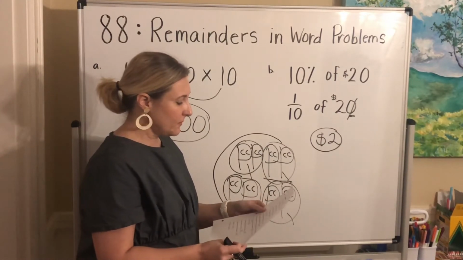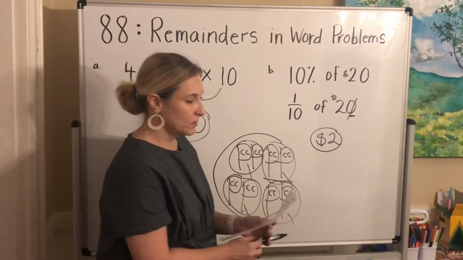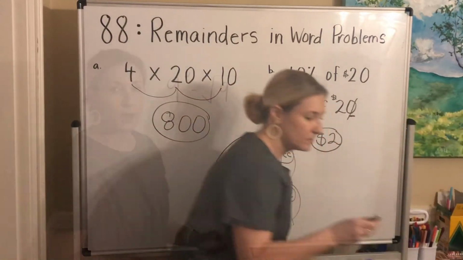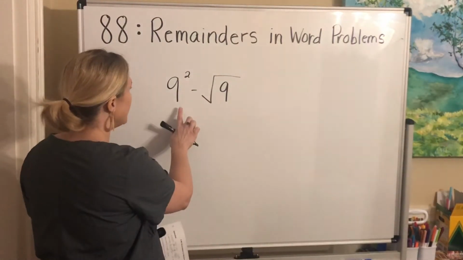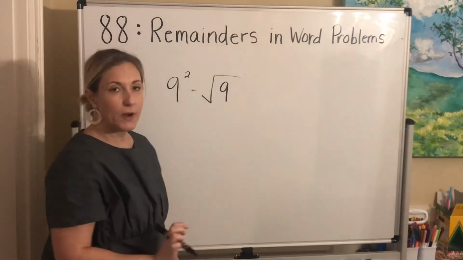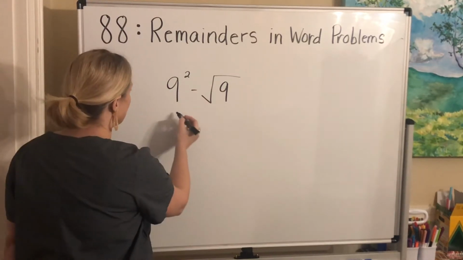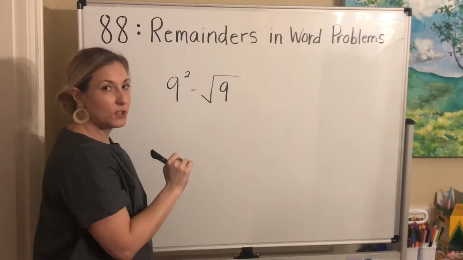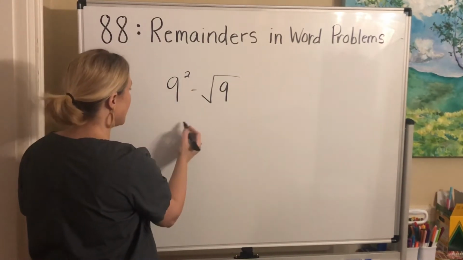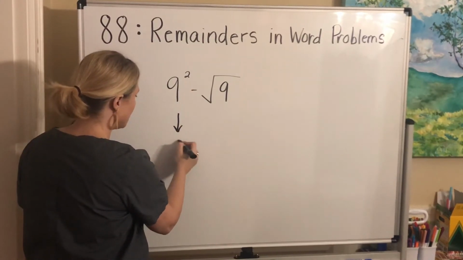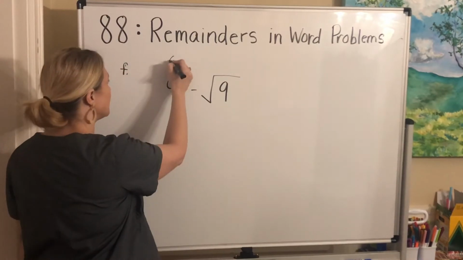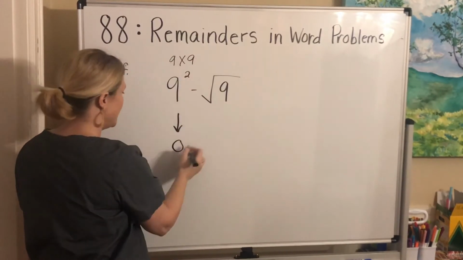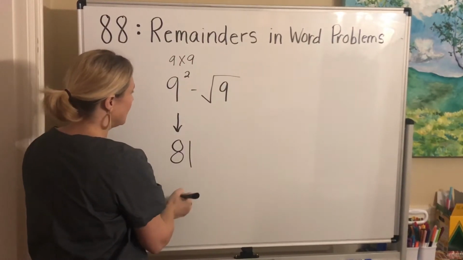Okay. Now look at F. We have 9 squared minus the square root of 9. Okay, let's start at the beginning. We need to write what 9 squared equals. So 9 squared is 9 times 9. That's what this means, 9 times 9. And 9 times 9 is 81.